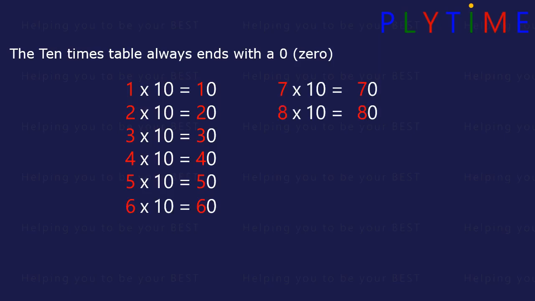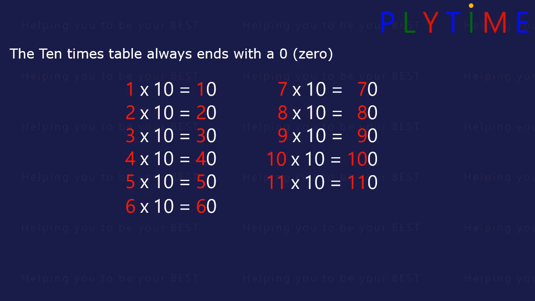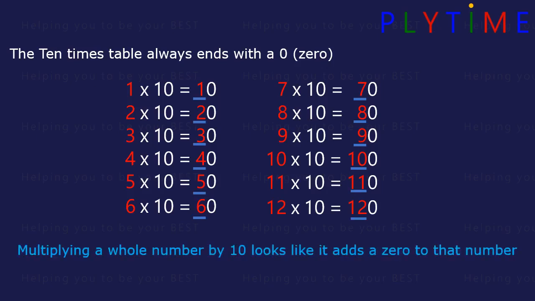8 times 10 is 80. 9 times 10 is 90. 10 times 10 is 100. 11 times 10, 110. 12 times 10, 120. Can you see the pattern? Multiplying a whole number by 10 looks like it just adds a 0 to that number.